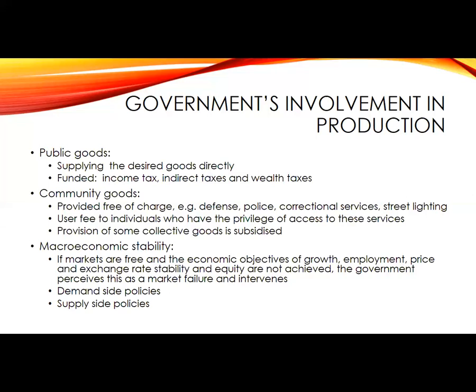And that is it for this lesson. In our next lesson, we will look at cost-benefit analysis.